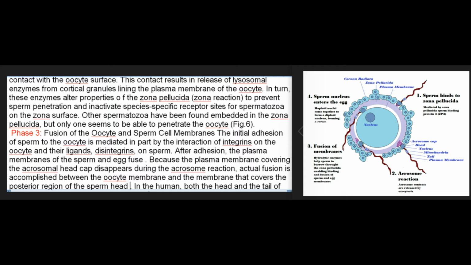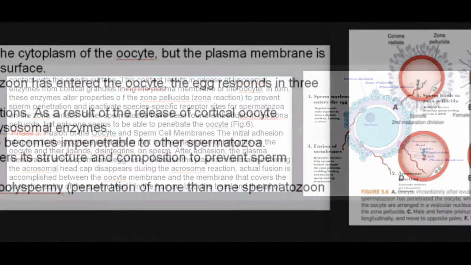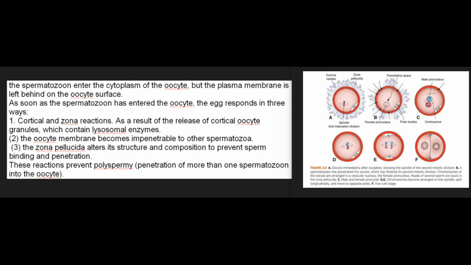Because the plasma membrane covering the acrosomal head cap disappears during the acrosome reaction, actual fusion is accomplished between the oocyte membrane and the membrane that covers the posterior region of the sperm head. In the human, both the head and the tail of the spermatozoon enter the cytoplasm of the oocyte, but the plasma membrane is left behind on the oocyte surface.